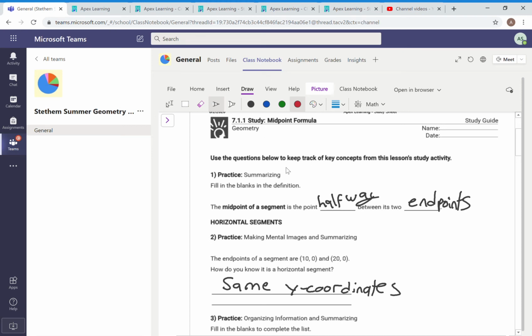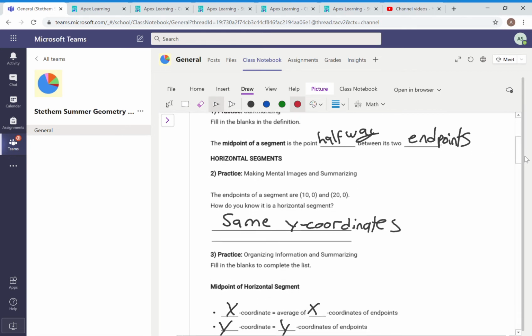This section is 7.1. It's on the midpoint formula. The midpoint of a segment is the point halfway between the two endpoints. Pretty basic. Just for this first part for reference, this could be something that's on like an Apex definitional question, but you know a line is horizontal if it has the same y coordinates.